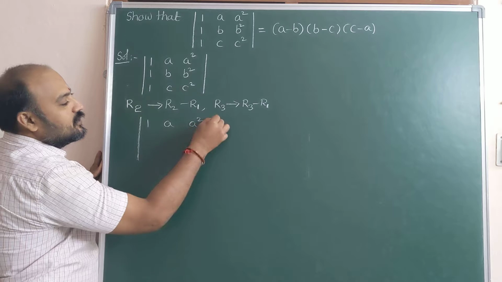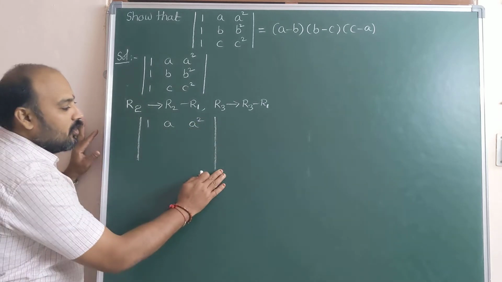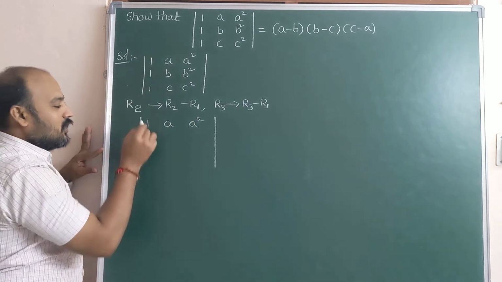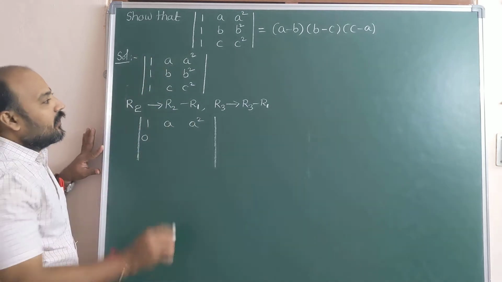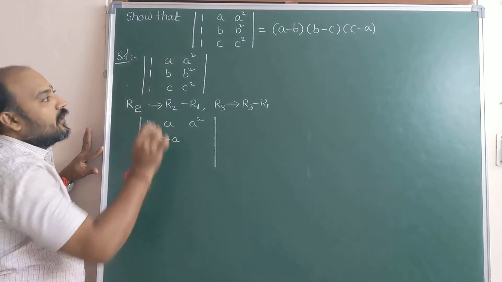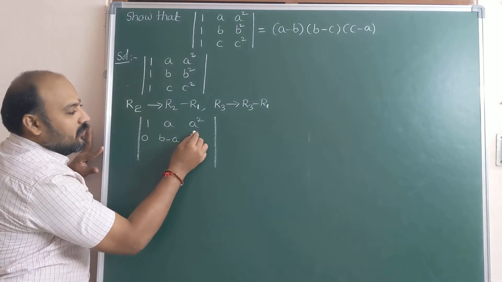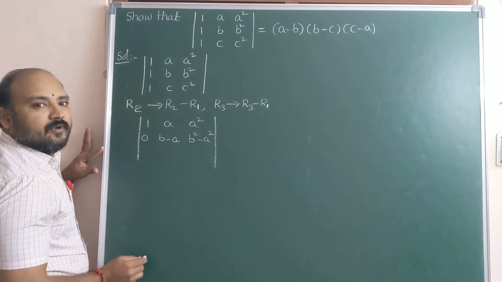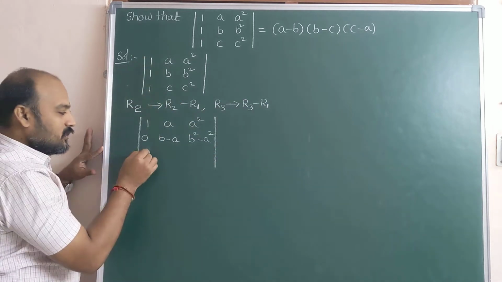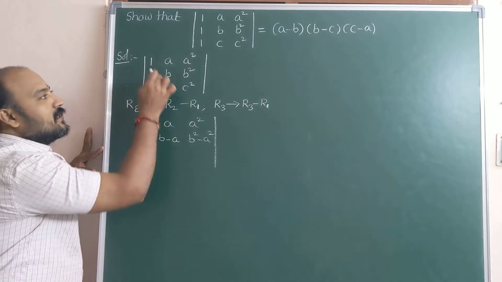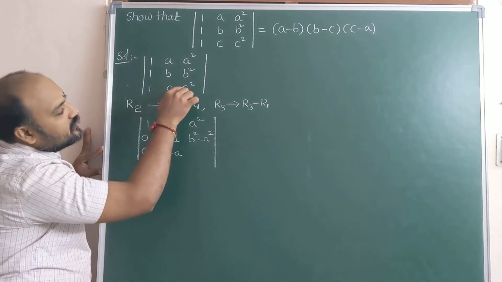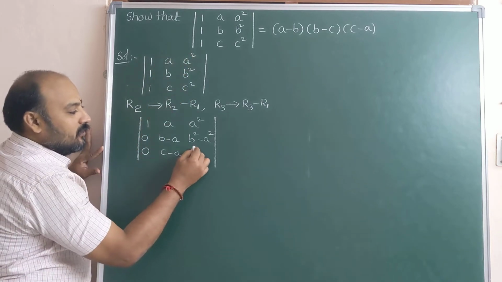So we are not disturbing that R1. 1, a, a square as it is, you write it, dear students. After that, R2 minus R1: 1 minus 1, 0. Next, b minus a. Next, b square minus a square. Next, R3 tends to R3 minus R1: 1 minus 1, 0. c minus a. Next, c square minus a square.